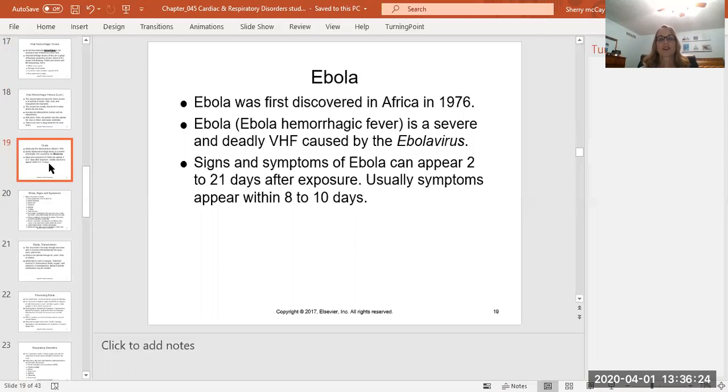Ebola was first discovered in Africa in 1976. Ebola, or Ebola hemorrhagic fever, is severe and deadly. It is a VHF caused by the Ebola virus. Okay. Signs and symptoms of Ebola can appear 2 to 21 days after exposure. Usually symptoms appear within 8 to 10 days.